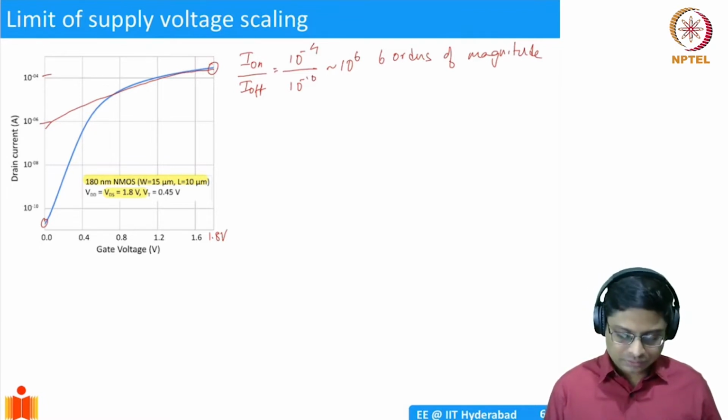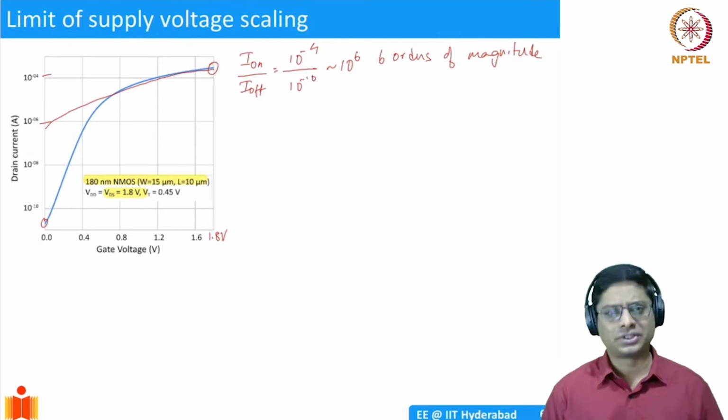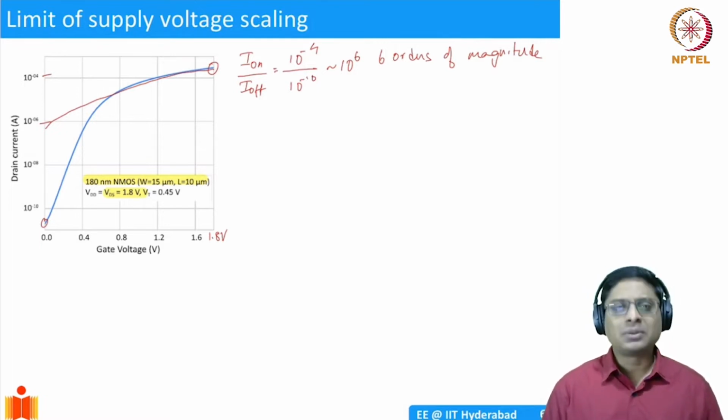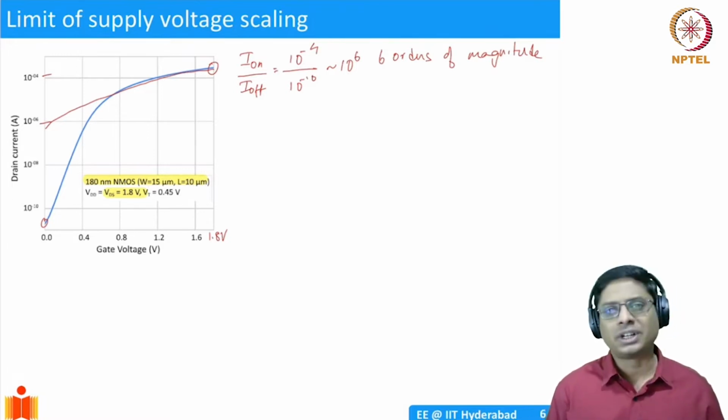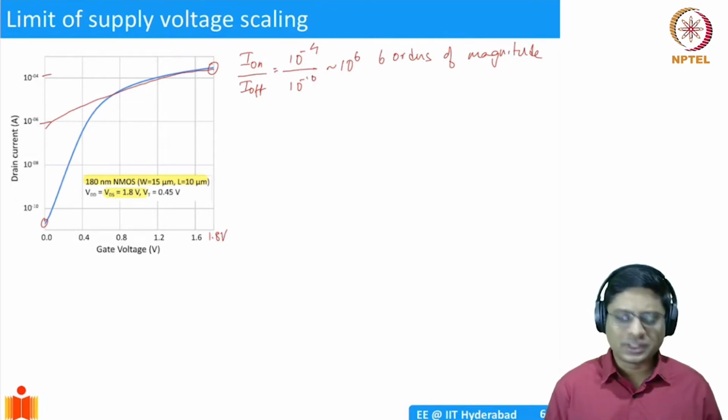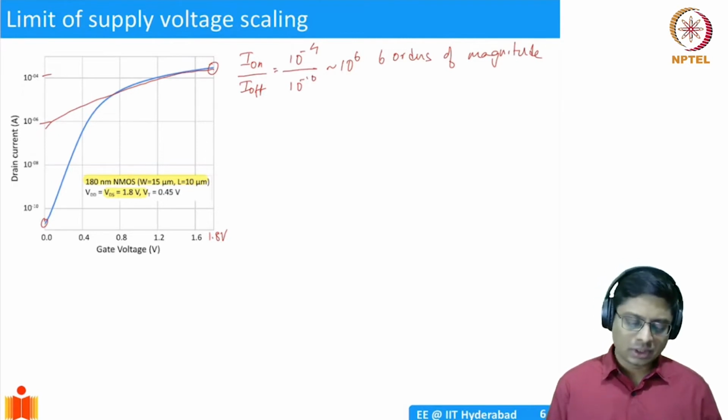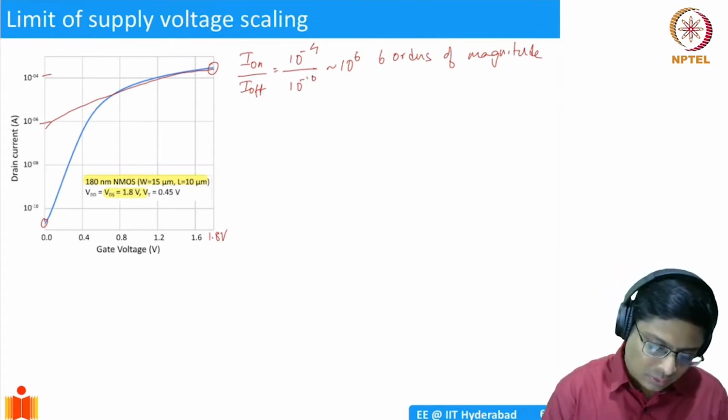So now, how is that related to the supply voltage? Well, supply voltage is generally the largest voltage that you have in a MOSFET. So in this technology, it is 1.8 volts. You can always have some flexibility in adjusting that, but not a whole lot. This is the nominal voltage, we can call it.